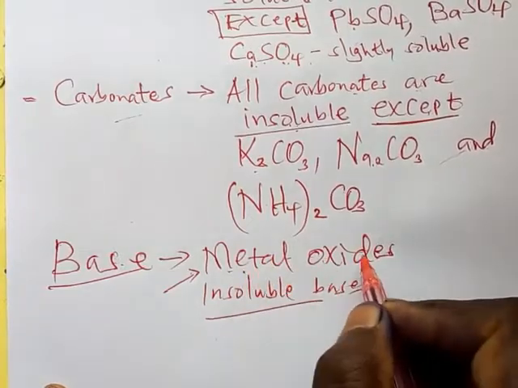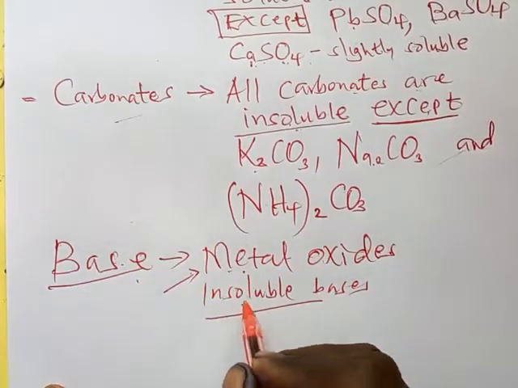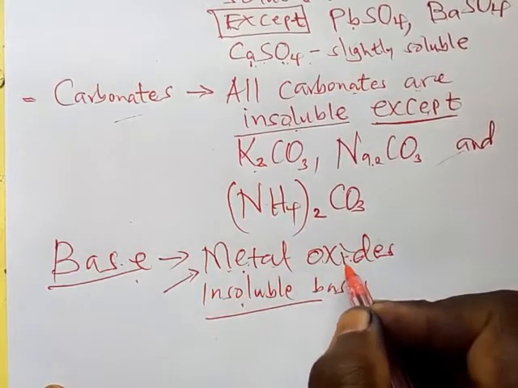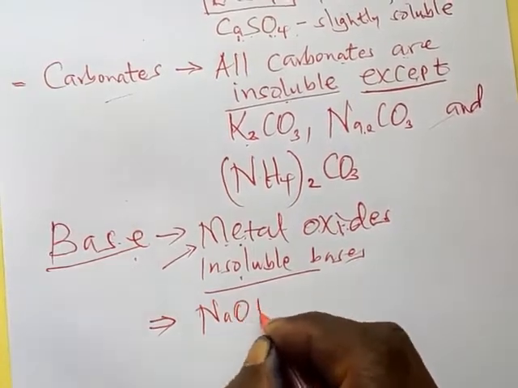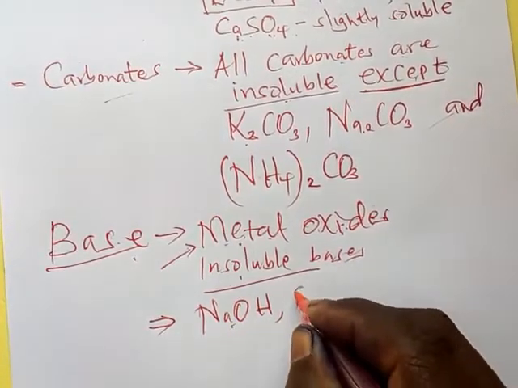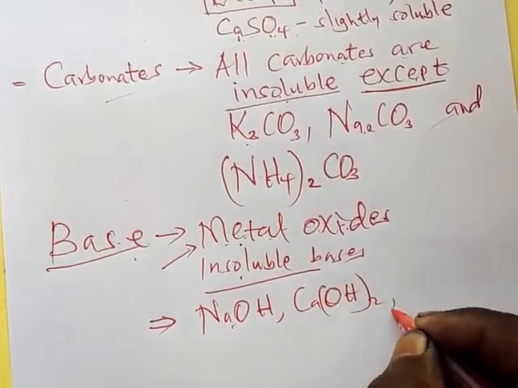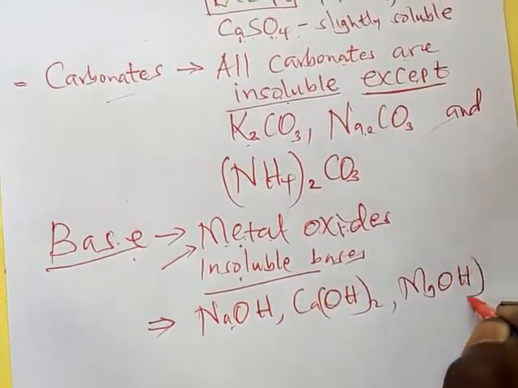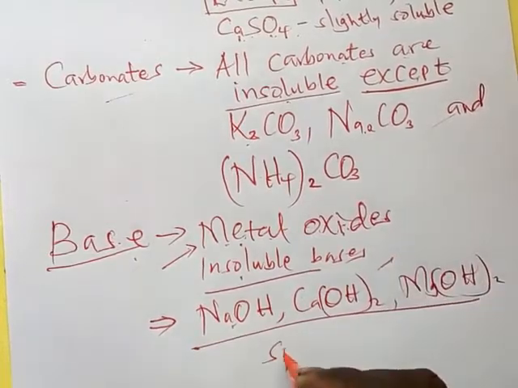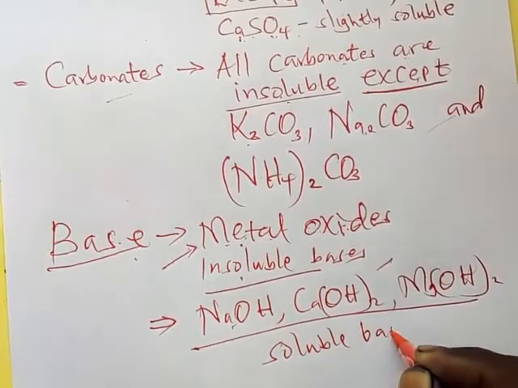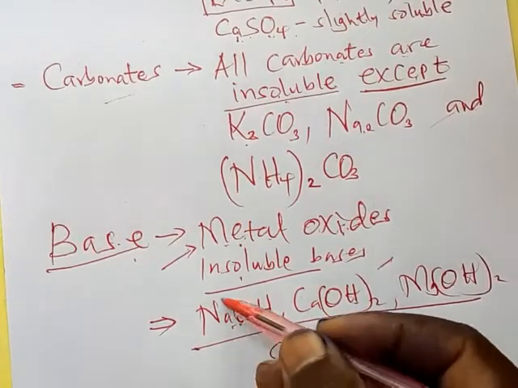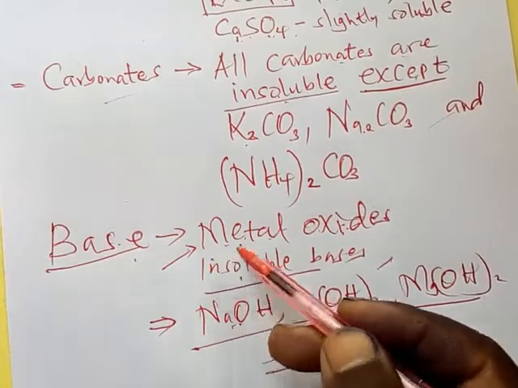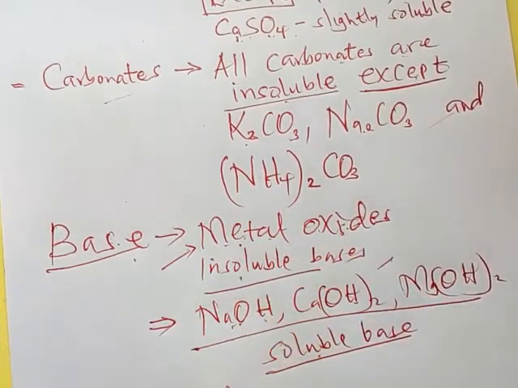So a metal oxide is a base, but most of them are insoluble. They don't dissolve in water to form a solution. Soluble bases such as sodium hydroxide, calcium hydroxide, magnesium hydroxide, all of these ones are called soluble bases. So hydroxides and metal oxides are bases. Very important. It is important to note that.